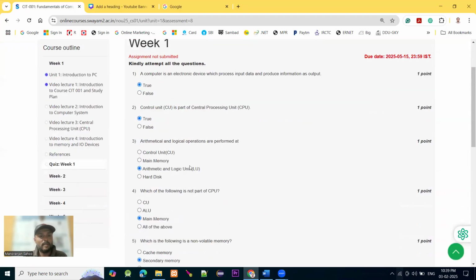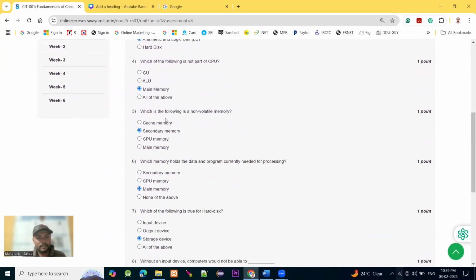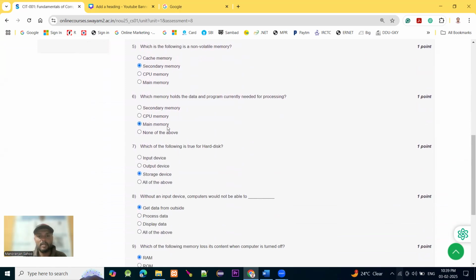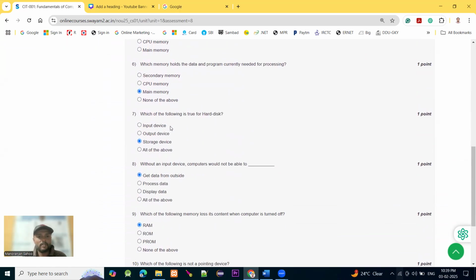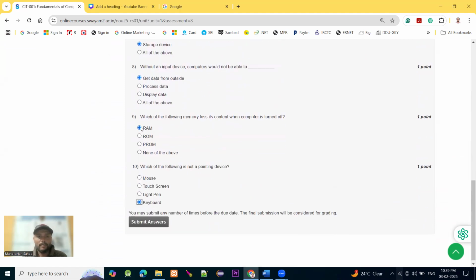Once again, we have to verify the answers. Question number 1 is true. Question number 2 is true. Question number 3 is arithmetic logic unit. Question number 4 is the main memory. Question number 5 is non-volatile memory, the secondary memory. Question number 6 is the main memory. Question number 7, hard disk, it is to store the data. Question number 8, get the data from the outside. Question number 9 is the RAM. And question number 10 is the keyboard. The keyboard is not a pointing device. Now I'm going to submit the answer.